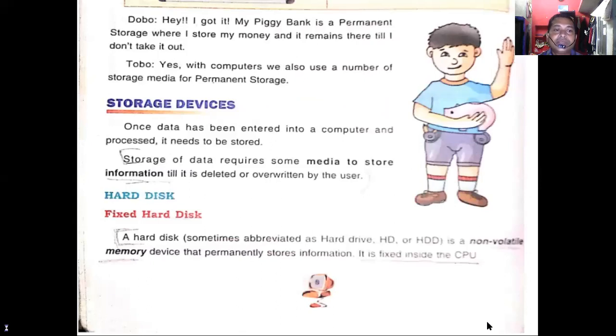Okay, storage devices. Once data has been entered into the computer and processed, it needs to be stored. Storage of data requires some media to store information until it is deleted or overwritten by the user. Storage device number one, your hard disk. A fixed hard disk is fixed inside the CPU. The hard disk, HDD, is a non-volatile memory device that permanently stores information.